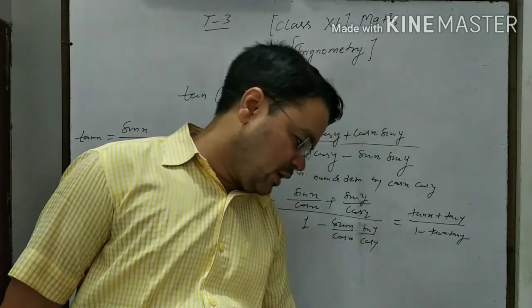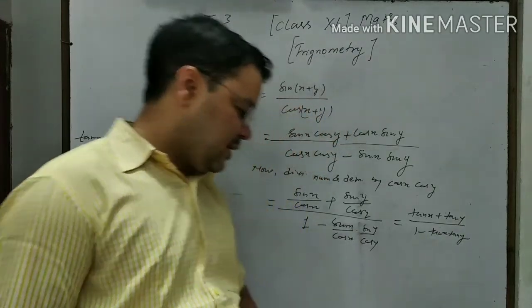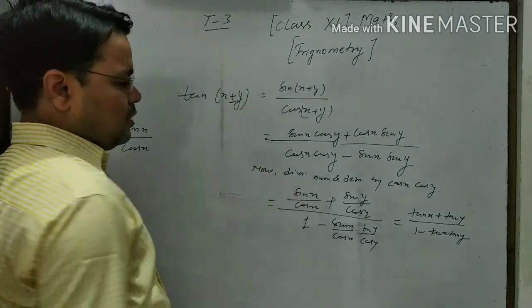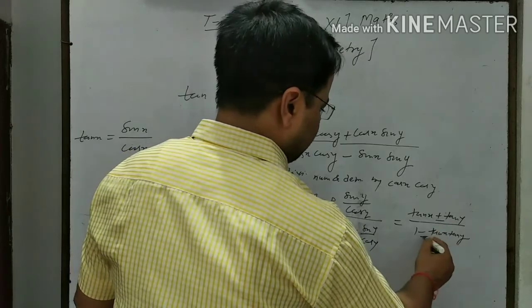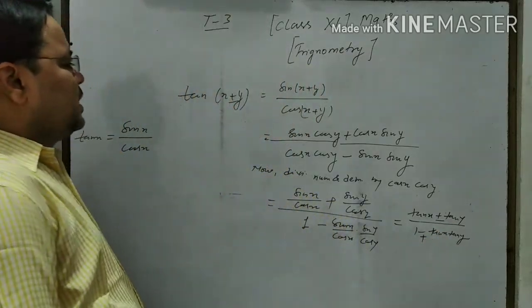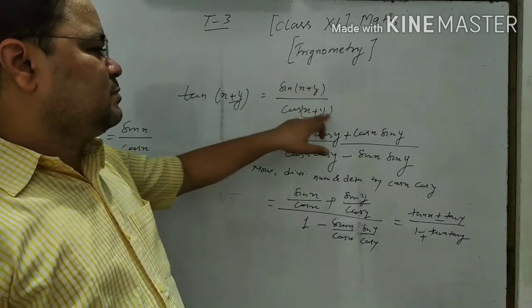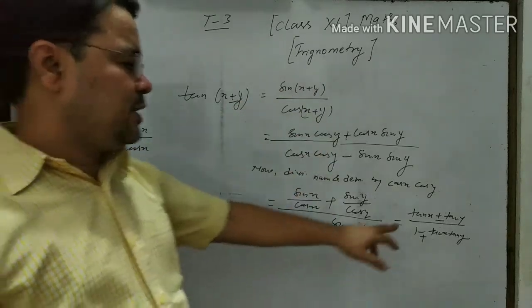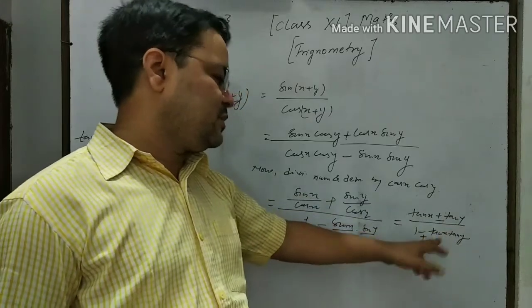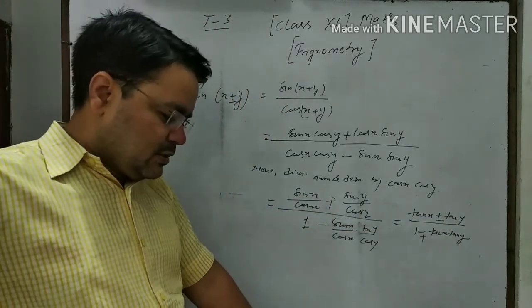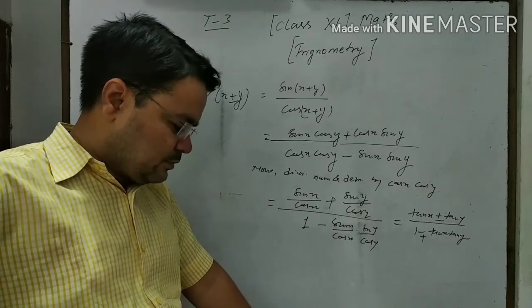Similarly, if we have here tan x minus y, the formula will be changed. Here it will be minus and here it will be plus. Means tan x minus y is what? Sin x minus y upon cos x minus y. Again expand, and finally we will get tan x minus tan y upon 1 plus tan x tan y. In this way we can generate this formula also.